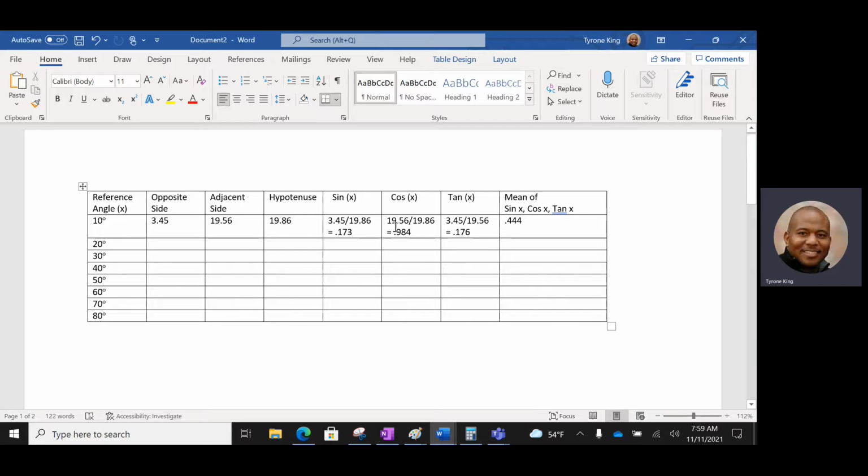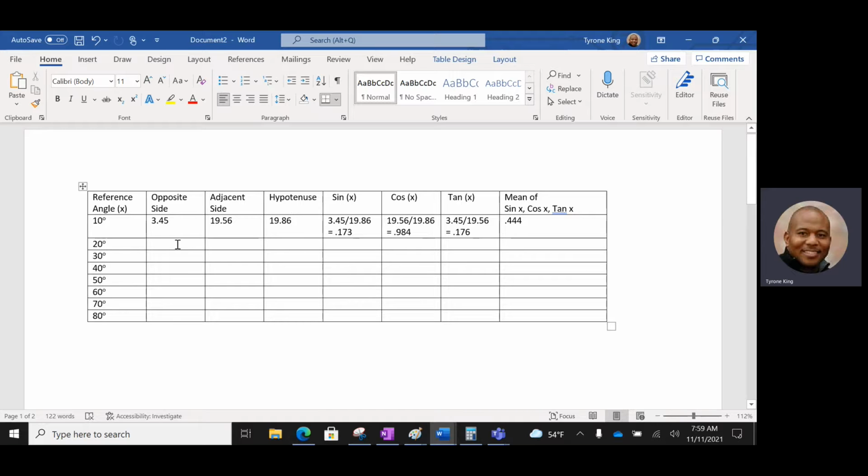When you put this in the table, you can either draw it in the table, or if the table doesn't work out for you, you can do it on your own paper and then take a screenshot of it and post it into your OneNote notebook. For the mean, which is the average, all I would do is add these three numbers together, the 0.173, the 0.984, and the 0.176, and that would give me 0.44. Now, let me go ahead and do the next problem.